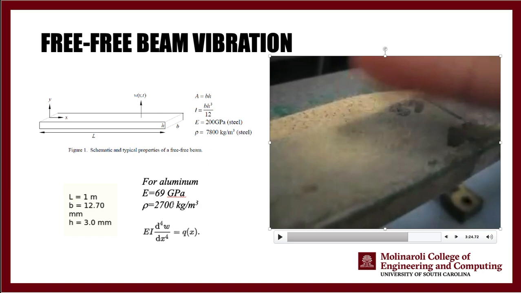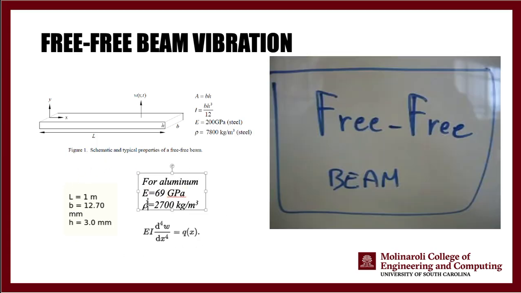This will be uploaded. I've given you our specific beam's modulus of elasticity and density, and these need to be measured by you in the lab. Right? The beams should be around 1 meter, might be 95 centimeters to 1.05 meters. And we are using aluminum beams, so not steel beams, in the lab.